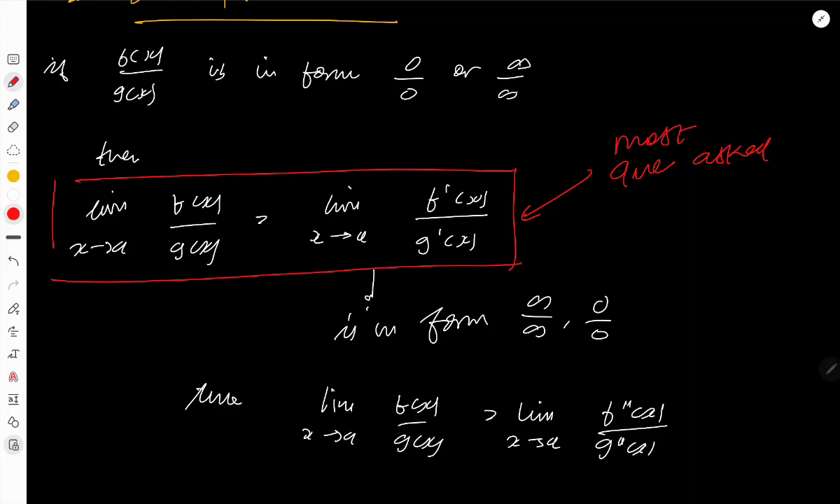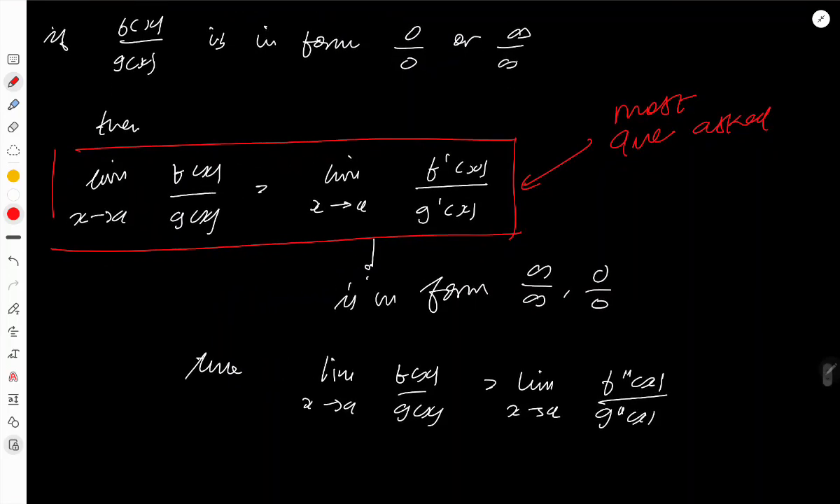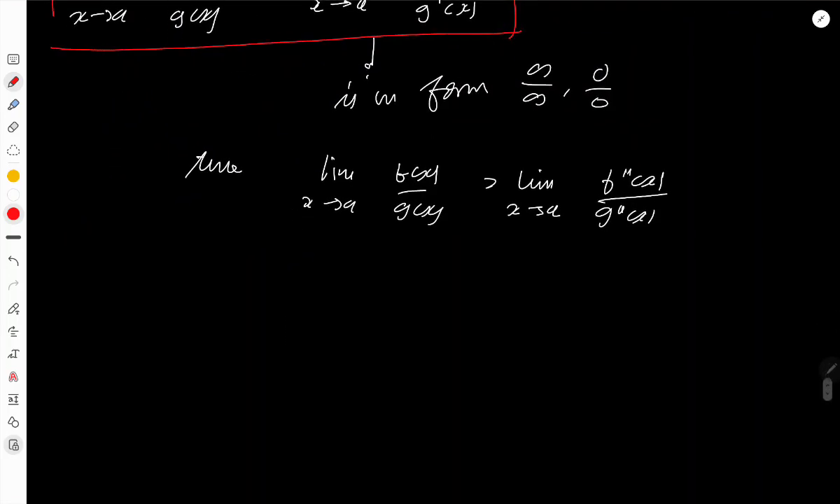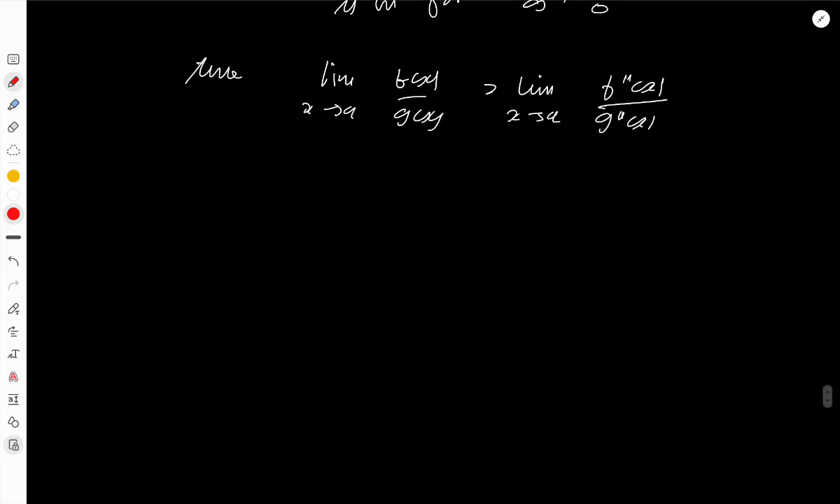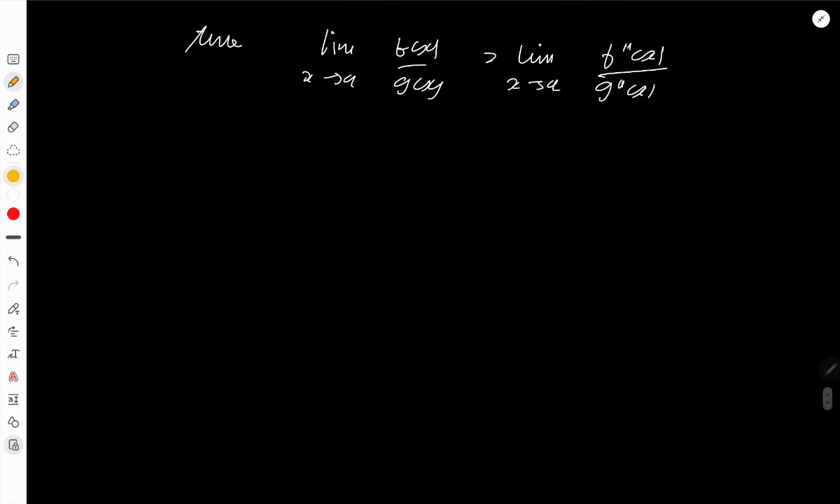And this is where most of the questions are asked. So L'Hospital is something that you should necessarily know in order to solve limits. So now let us go on and learn some of the frequently used expansions.